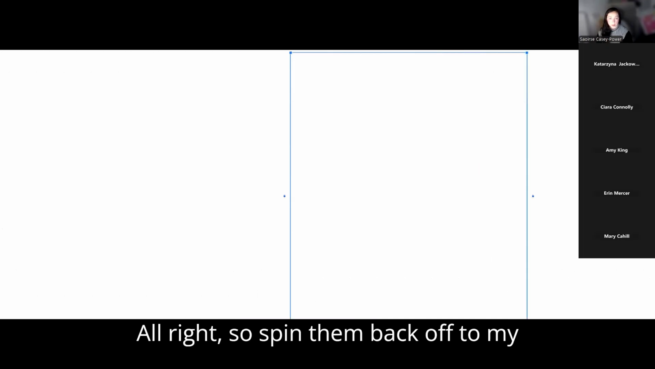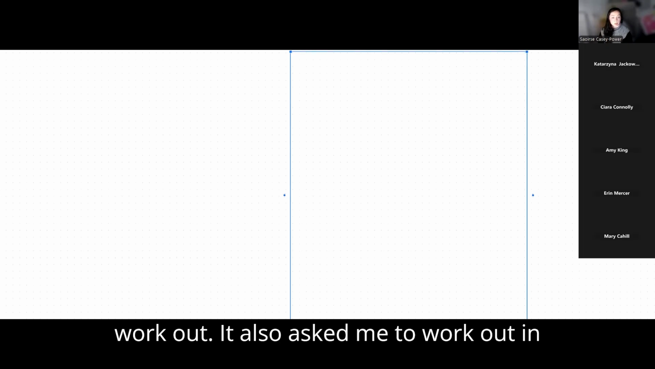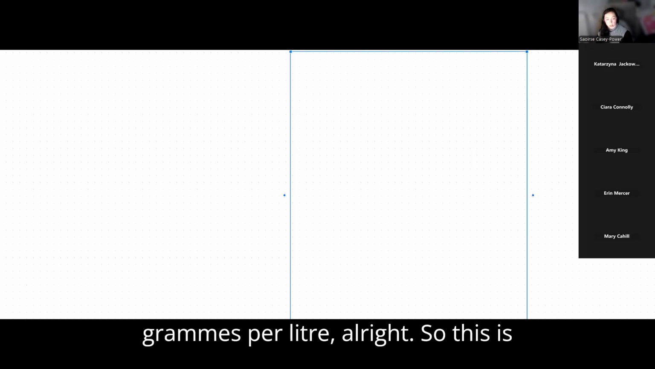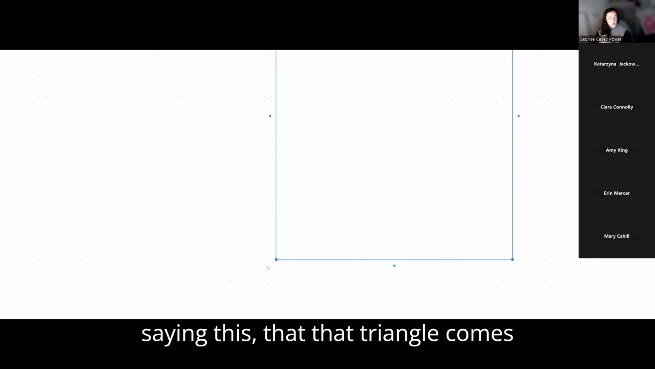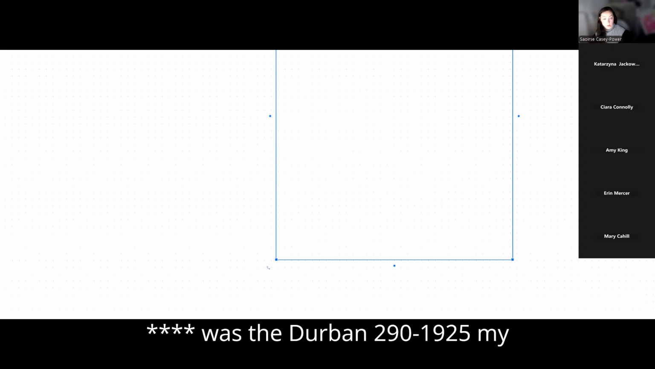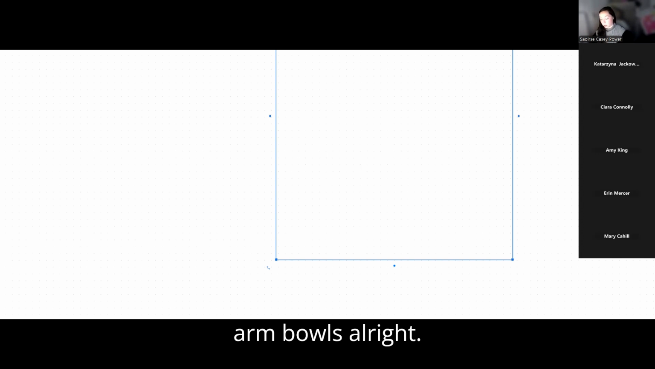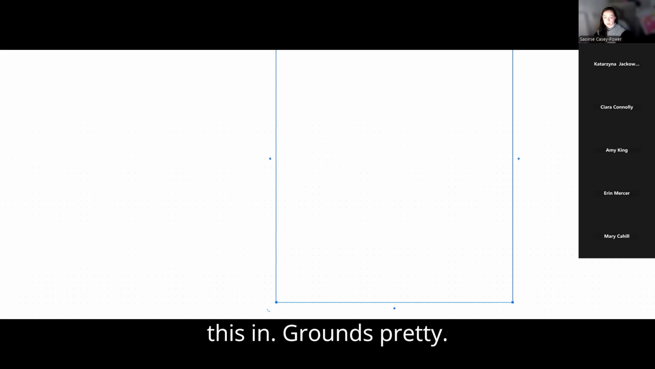All right, so spinning back up to my question here, it also asks me to work out the concentration in grams per liter. So this is where, and you're going to be sick of me saying this, that triangle comes into play. If I look at what my molarity was, 0.925 moles, that's another way of saying moles per liter. The question asks me to get this in grams per liter.